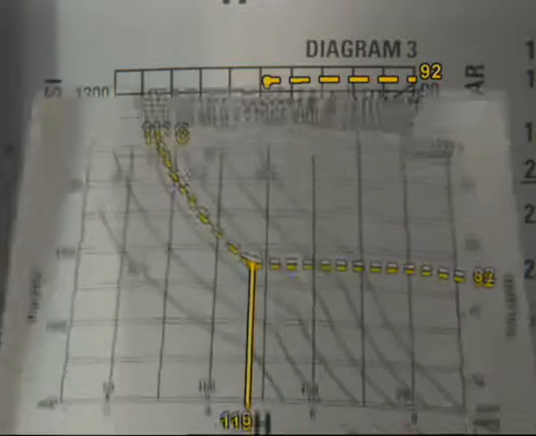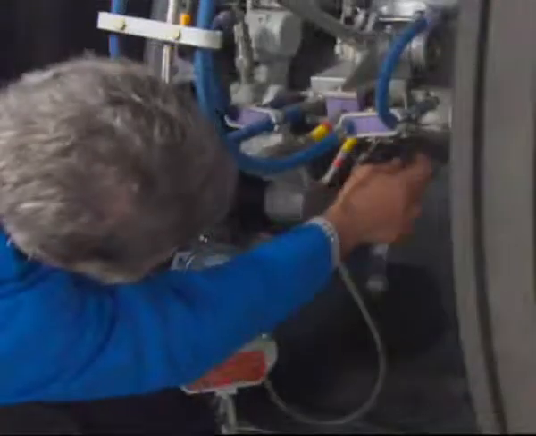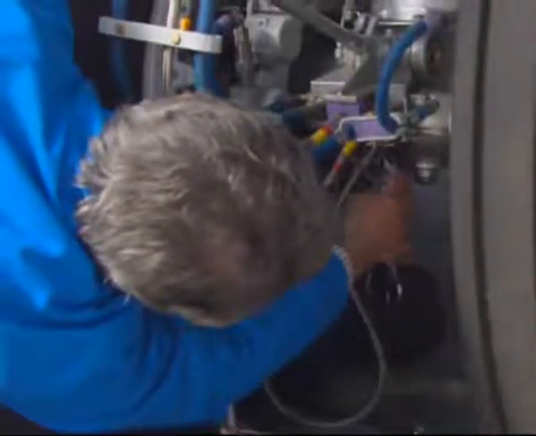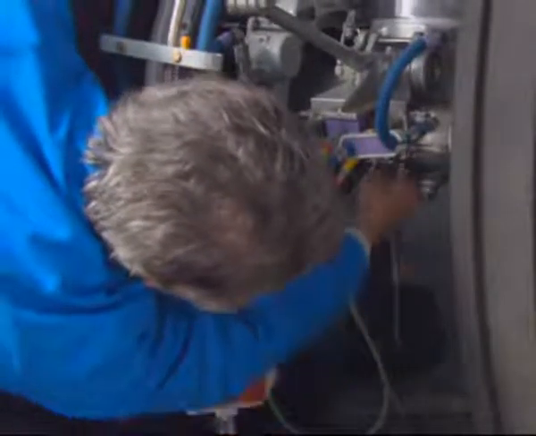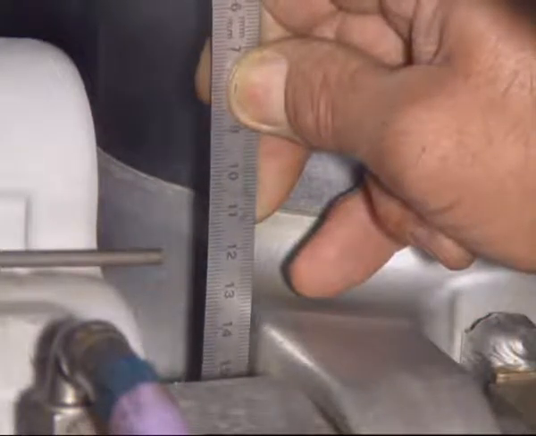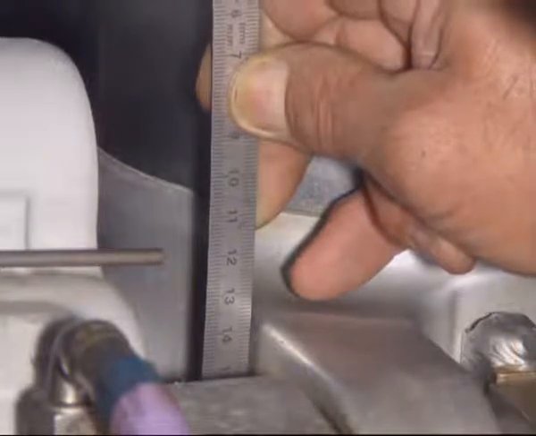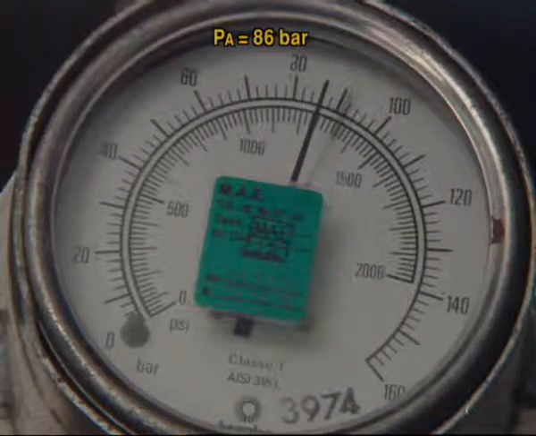Using diagram 1, find the dimension HA for the pressure at the top charging valve and the measured temperature. Open the bottom charging valve. Slowly open the control valve to remove nitrogen, and immediately the dimension H starts to change. Close the control valve. After 5 minutes, open the top charging valve and read and record the pressure and the temperature.